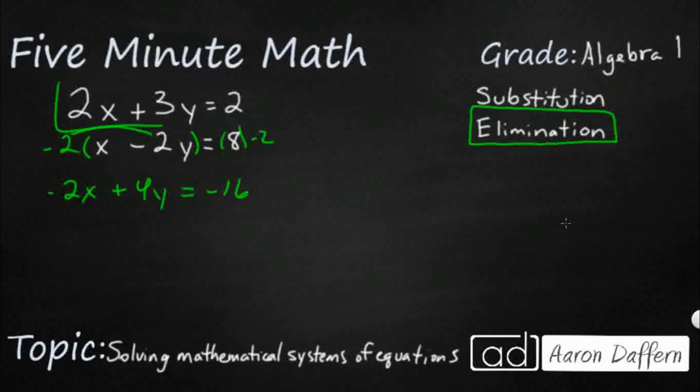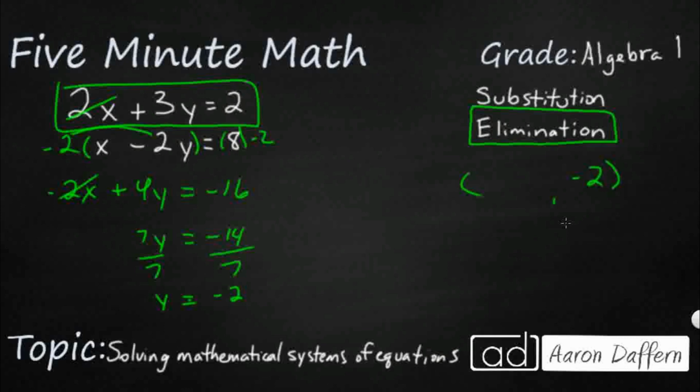How does that help? Well, if I add it to this one right up here, I've got a negative 2x and a positive 2x. That's going to get rid of my x's. So that's going to leave me with, well, look at that. 7y equals negative 14. That looks awfully familiar. So we are going to divide both sides by 7, and y still is going to equal negative 2.